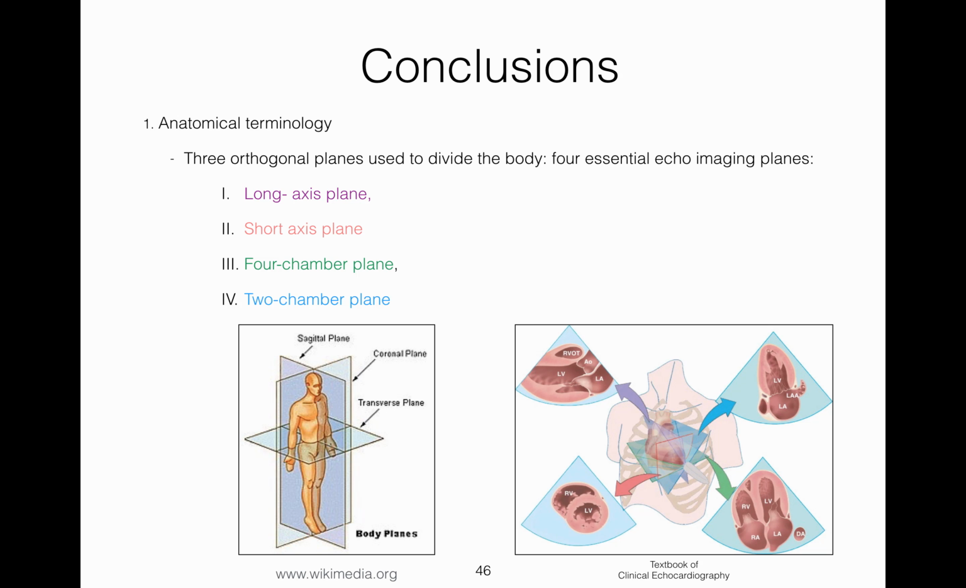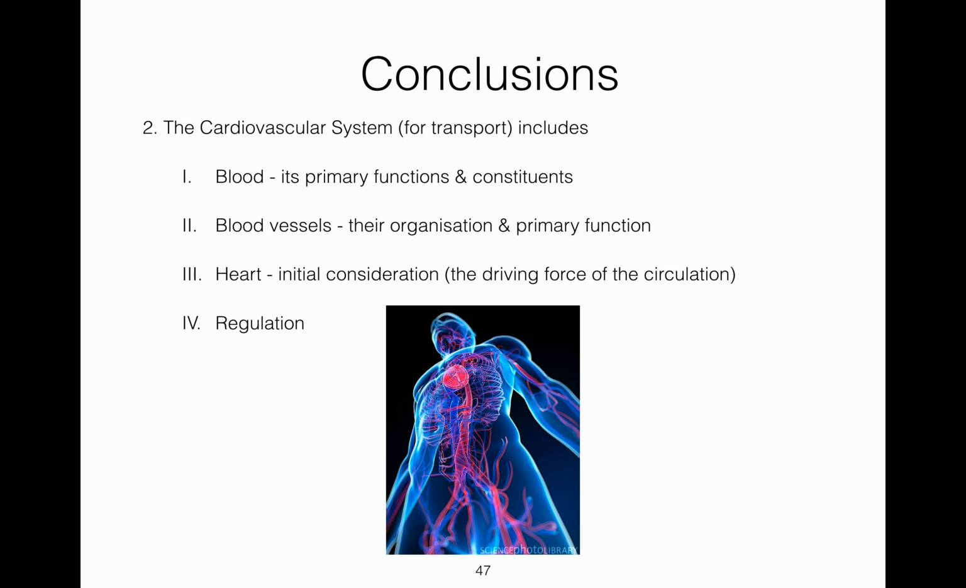In conclusion, the first part of this lecture included important aspects of anatomical terminology, such as the 3 orthogonal planes used to divide the body, as well as the 4 essential echocardiographic imaging planes. Next, we considered the cardiovascular system. Its essential aspects and components were described. These include blood and its primary functions and constituents, blood vessels, their organization and primary function, and some aspects of the heart and its regulation were also described.